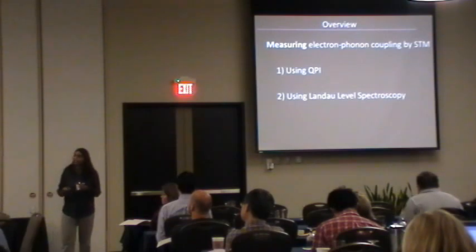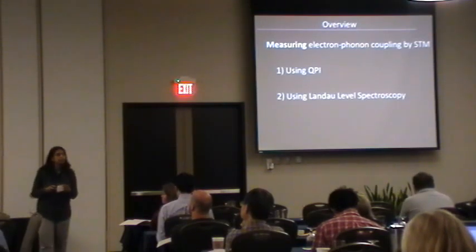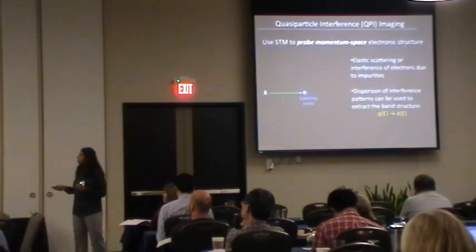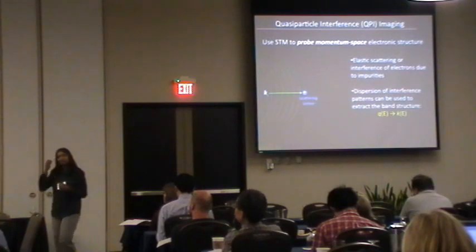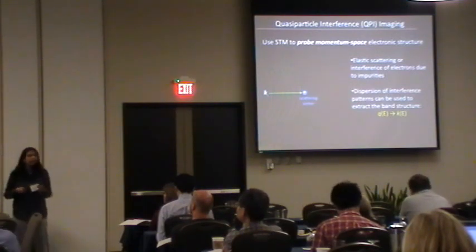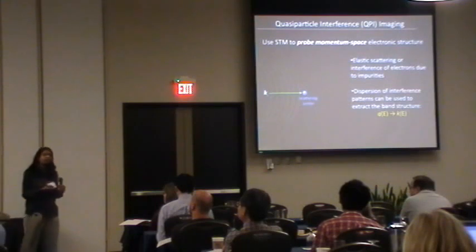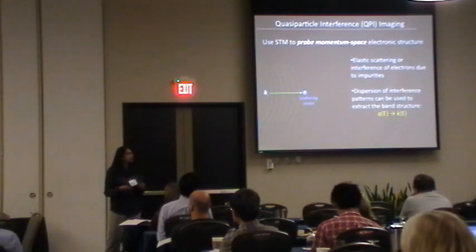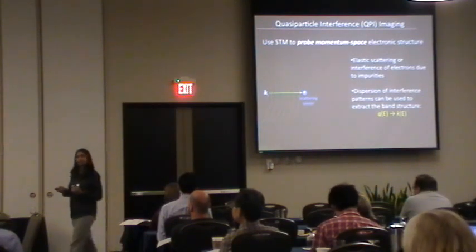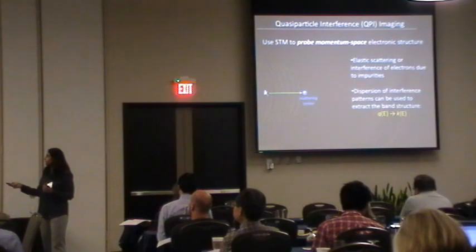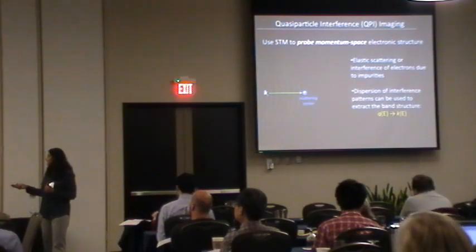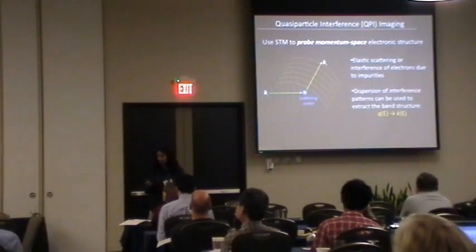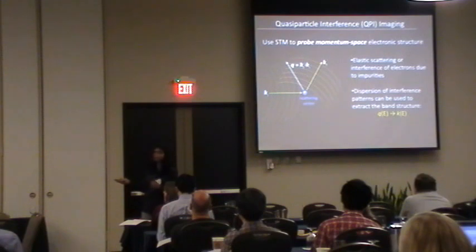The two ways we can get dispersion from scanning tunneling microscopy are quasiparticle interference and Landau level spectroscopy. Let me go with the first technique first. This is a very powerful probe. Electrons are waves quantum mechanically. Normally, in most materials, you have different kinds of scatterers of these electronic waves. If you have a scatterer, you have incoming waves and outgoing waves. These two waves interfere with one another, and you get an interference pattern.